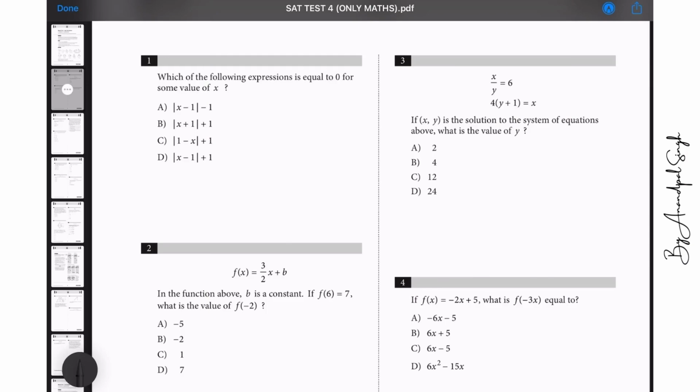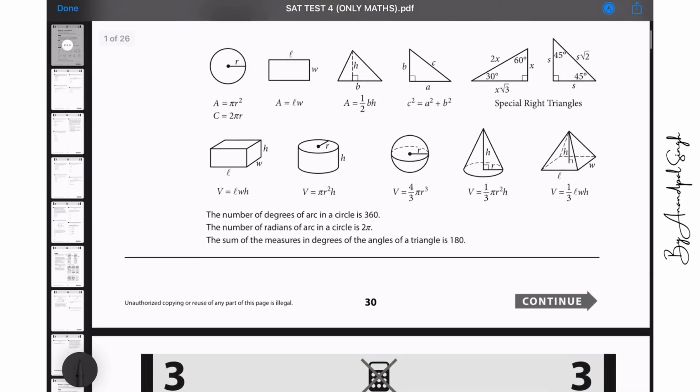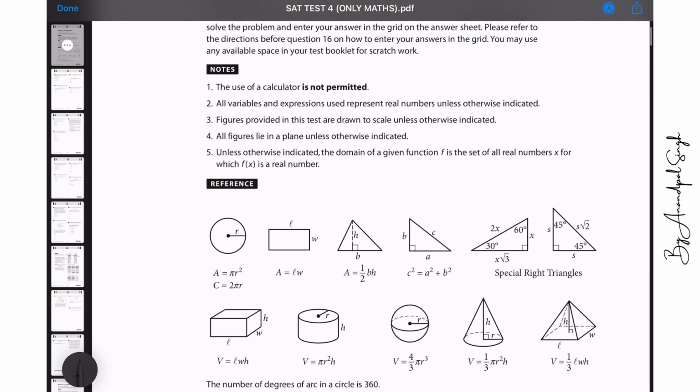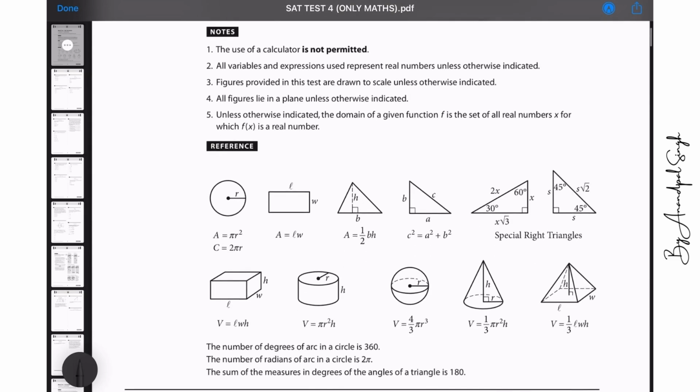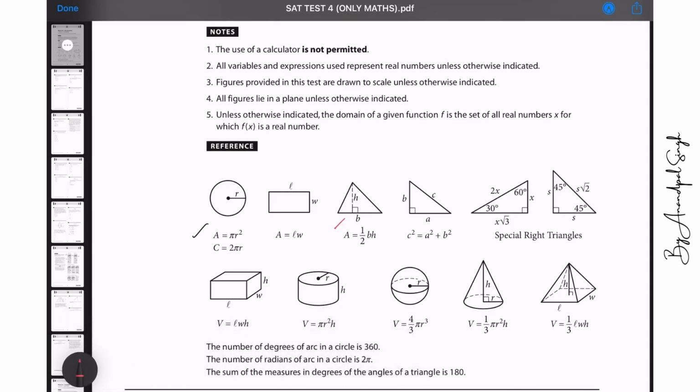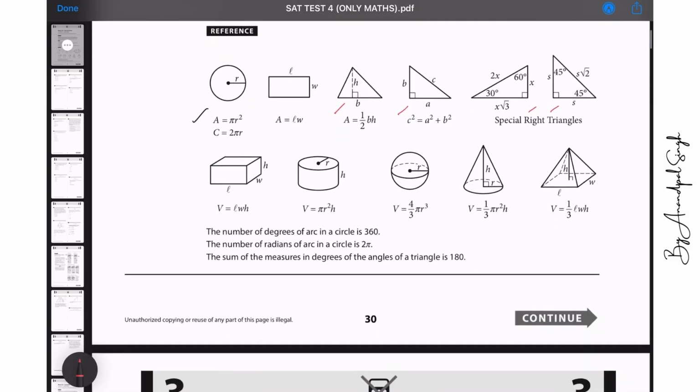So hello students, today we will be doing SAT paper number 4 and we are doing the no calculator section. As usual, we have some information given before the start of the paper. You can just have a look at it. This is area of circle, area of rectangle, then triangle, then Pythagoras theorem, then the special right triangles, then volume of cuboid, cylinder, sphere, cone and pyramid.